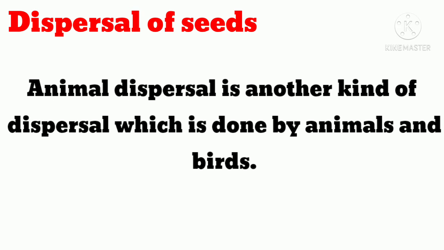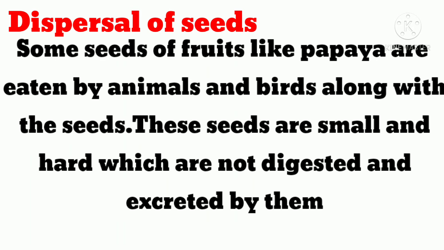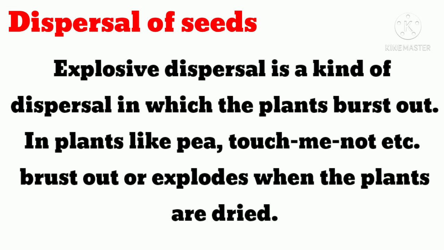Now the third one, animal dispersal. Animal dispersal is another kind of dispersal which is done by animals and birds. Some fruits like papaya are eaten by animals and birds along with the seeds. These seeds are small and hard, so they are not digested by the animals and are excreted. This way animal dispersal is done. Now the last one is explosive dispersal. Explosive dispersal is a kind of dispersal in which the plants burst out. In plants like pea, touch-me-not, etc., the fruits burst out or explode when the plants are dried.